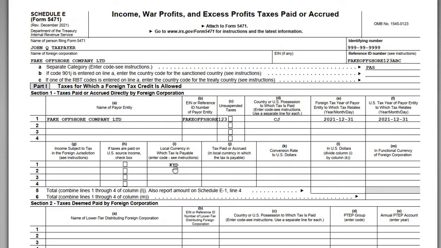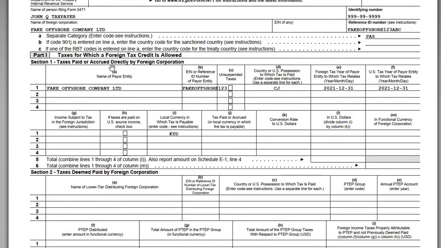Okay, so the Schedule E is broken out into three parts. We have Part 1, Part 2, Part 3. Part 1 here, taxes for which a foreign tax credit is allowed. This is where we would report those taxes that were paid by the company directly. Okay. Now, why is this important? The reason why this is important is because the taxes that you pay at the entity level can be deducted in arriving at your earnings and profits, so that's good.